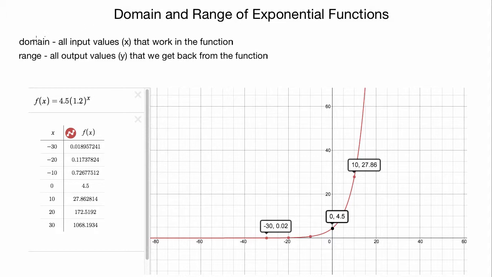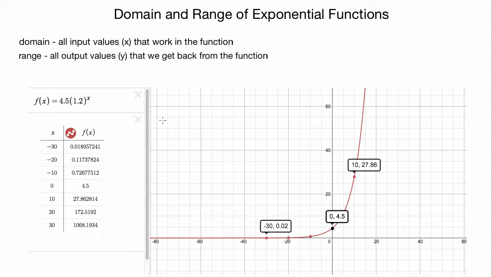So just a quick review: when we talk about the domain of a function, we're talking about all the possible x values that we can put into the function that actually work, that we get some value back. Sometimes you can put anything in, sometimes there are limitations on what we can put in for x. If we get an error when we calculate it, that means it's not in the domain.